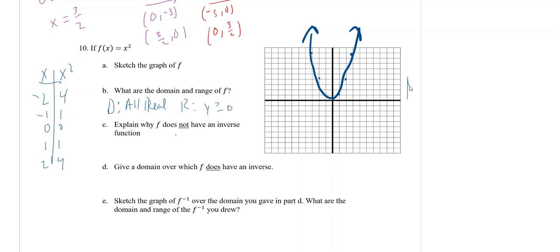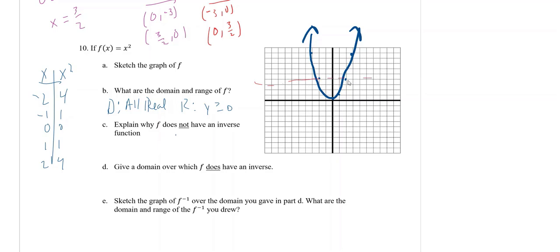Because all of my outputs are 0 or more, I can't get an output that's less than 0 from squaring. I'm always going to get a positive number. And I can get as low as 0 when I give it 0, but I can't get any lower. All right, it doesn't have an inverse because it fails the horizontal line test.